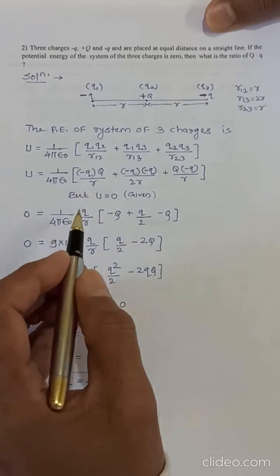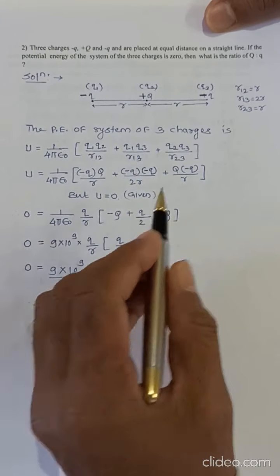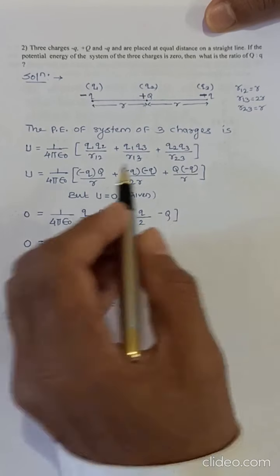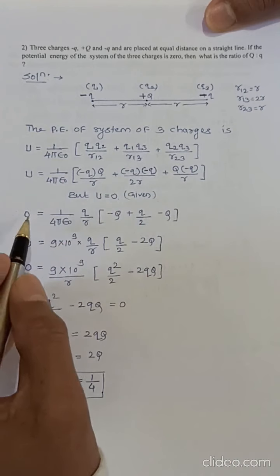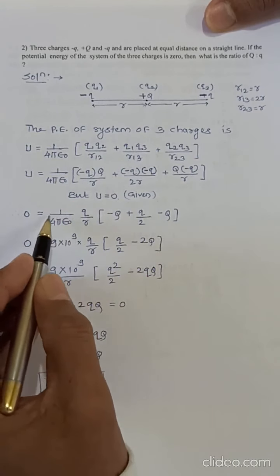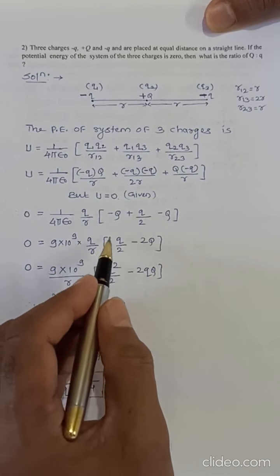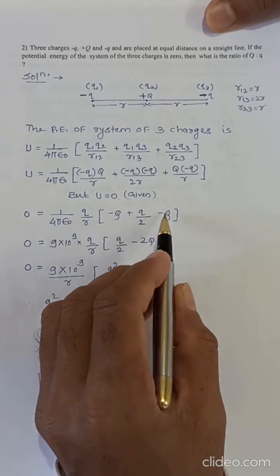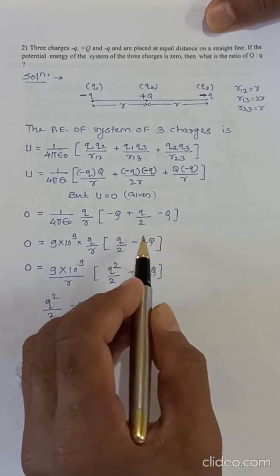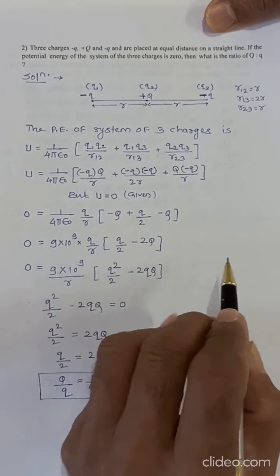So out of Q square, Q is common. So the remaining quantity is Q upon 2 minus capital Q, because plus Q is common. So U is equal to 0. The value of this constant 1/(4πε0) is 9 into 10 raised to 9. Q upon R in bracket: minus Q plus minus Q means minus 2Q, plus Q upon 2. So Q upon 2 minus 2Q.